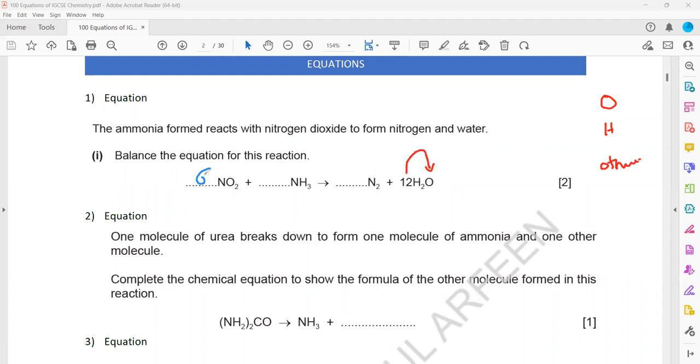12. So we put 6, 6 multiplied by 2, that makes 12. Oxygen is balanced. Then followed by hydrogen. Hydrogen is 24. We want to make 24, so we put 8, because 8 multiplied by 3 makes 24. So hydrogen is also balanced.